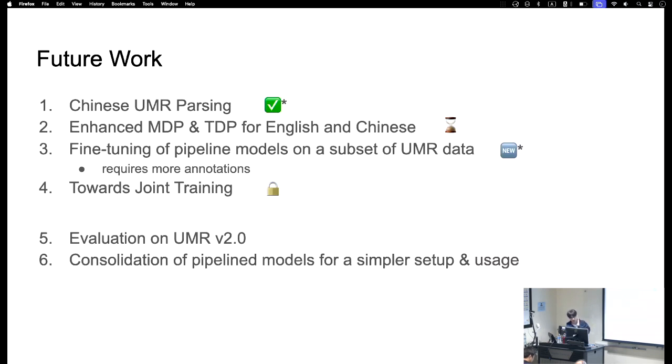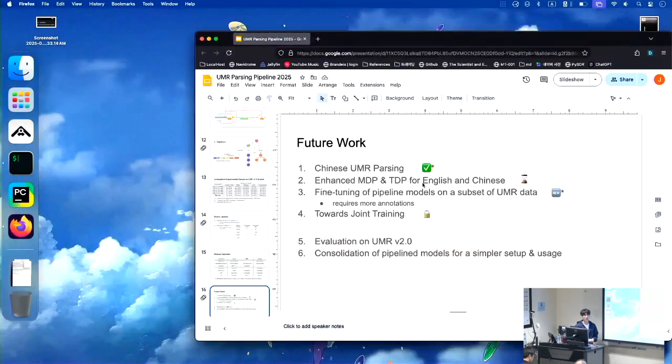So that is where I get to stop, and before I leave it off to Haibo for his work on evaluation on the UMR parsing, I've had some questions along the way, so thanks for the clarifications. But if you have any at this point, I can briefly take them before I hand it over.